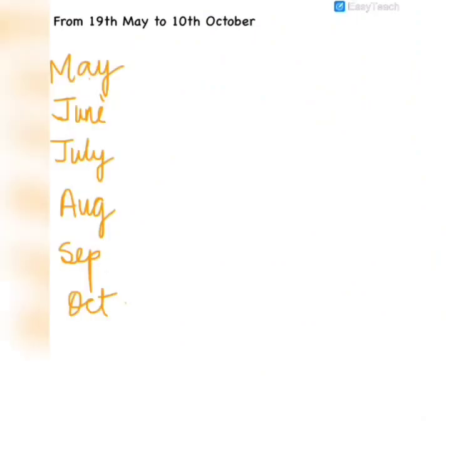In this question, we have to calculate the number of days from 19th May to 10th October. Since it's 19th May, the first 19 days of May will not be included. As we know that there are 31 days in May, 31 minus 19 will get 12. Then in June we have 30 days. All of them will be included. In July we have 31 days.